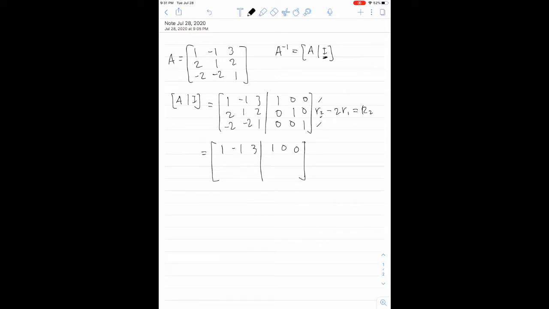So r sub 2, di ba kani r sub 2 is 2 minus 2 times 1 is 0. Then next, 1 minus 2 times negative 1 is 3. 2 minus 2 times 3 is just negative 4. 0 minus 2 times 1 is negative 2. 1 minus 2 times 0 is 1. 0 minus 2 times 0 is 0. Then the rest copy.